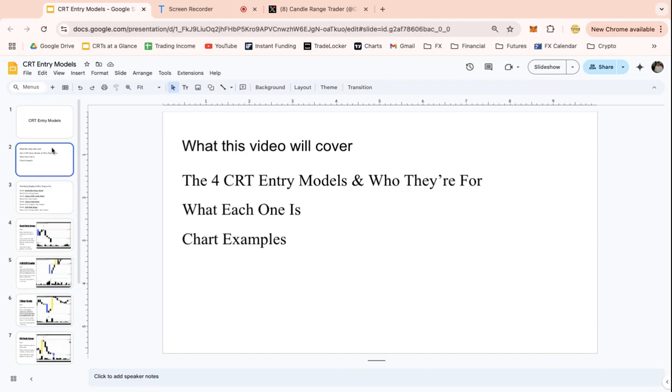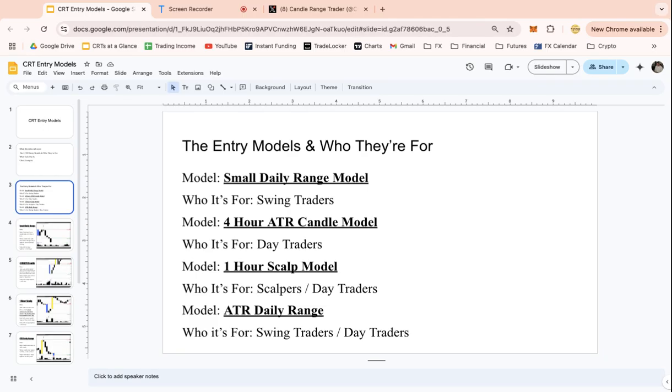What this video is going to cover is the 4 Candle Range Theory entry models and who they're for. Not every model is for every trader, but I promise you'll find one that works for you and your style. We're going to go over what each entry model is and some real-life chart examples. So here are the 4 entry models.